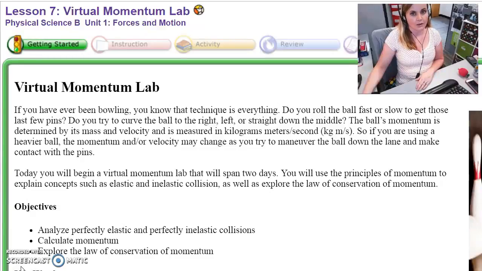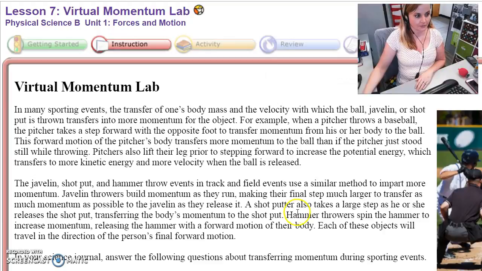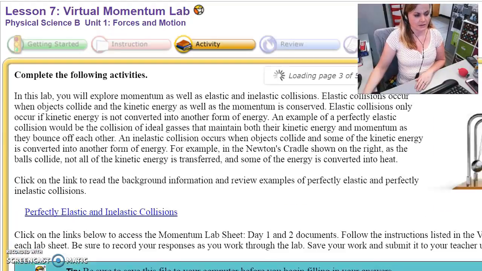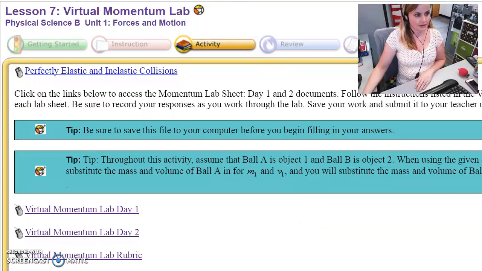Today we are going to be doing a lab tutorial for the portfolio on momentum. This is Unit 1, Lesson 7. You're going to be looking at two different types of collisions, inelastic and elastic collisions, and also at the law of conservation of momentum. You'll be doing an online simulator, and it starts on slide 3 of your lesson viewer.